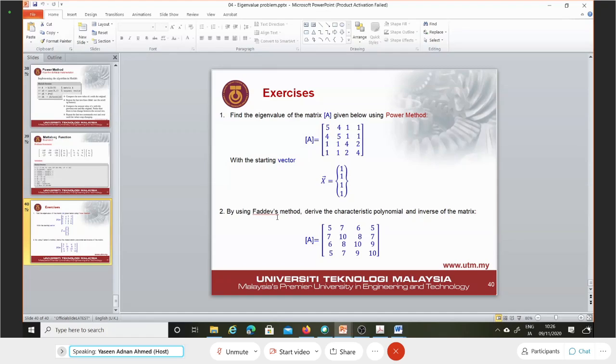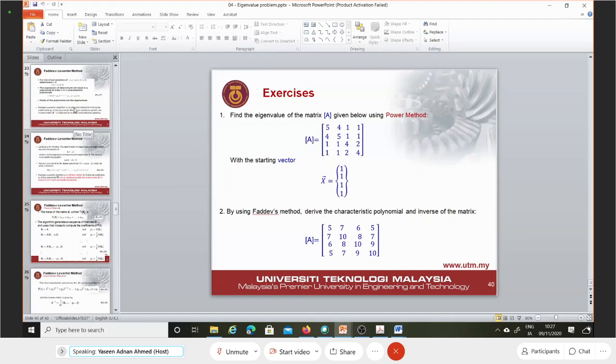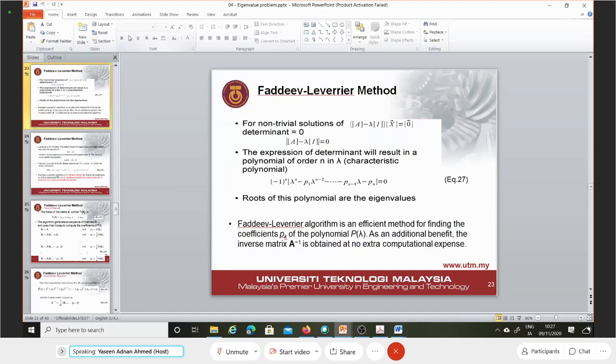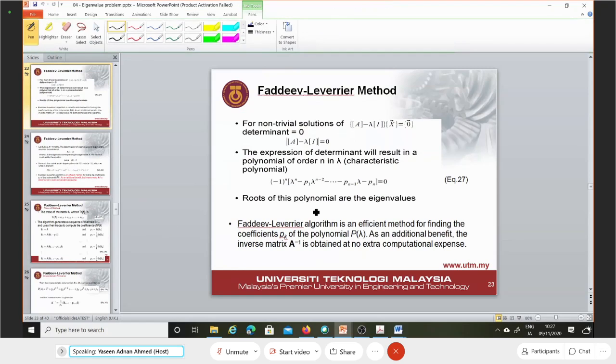Because if you use this method, there's a very, very easy way to get the inverse matrix. Okay. If you are done, then we go to the actual method. In this case, you have a 4 by 4 equation, right? So the polynomial in your case will be, this is the expression, the polynomial expression. So in this case, it will be minus 1 to the power n, which is 4.